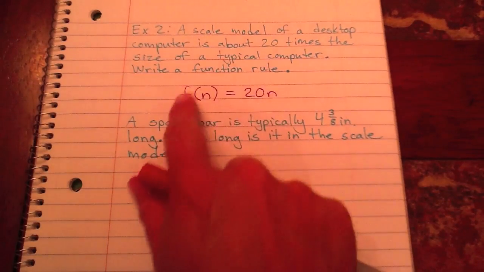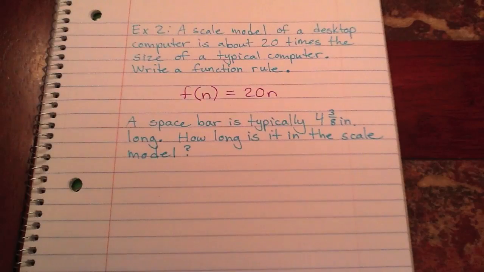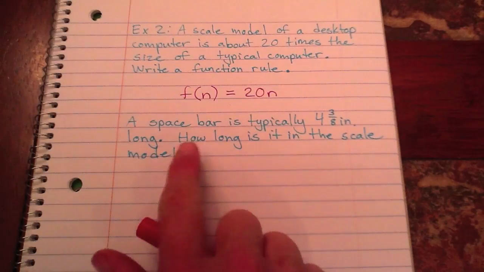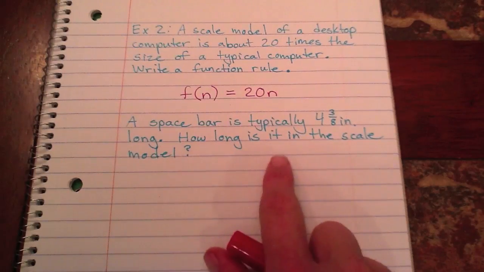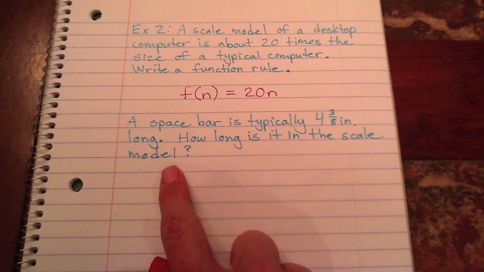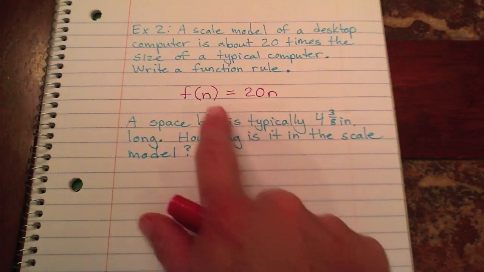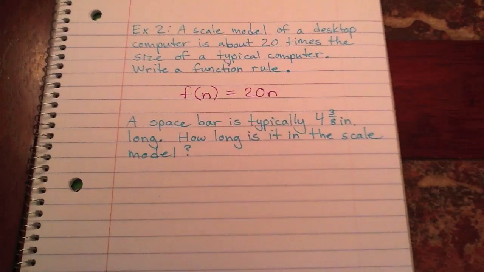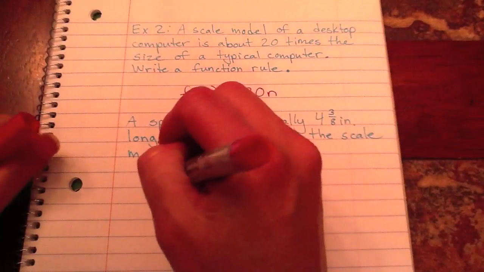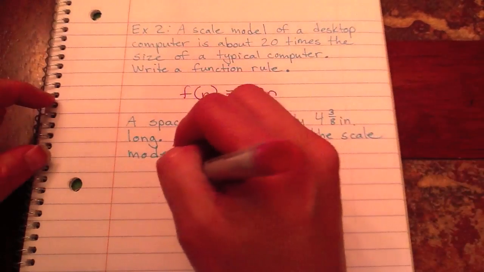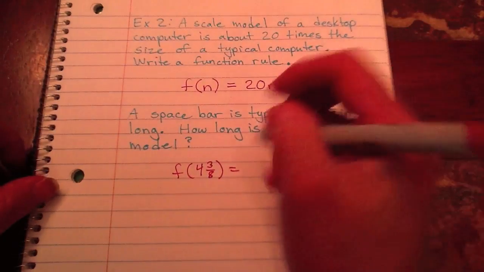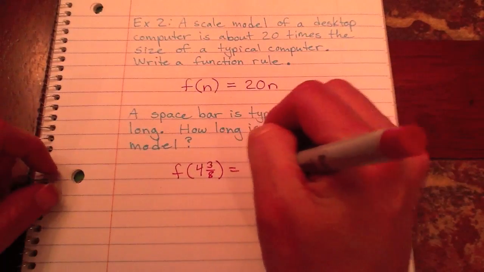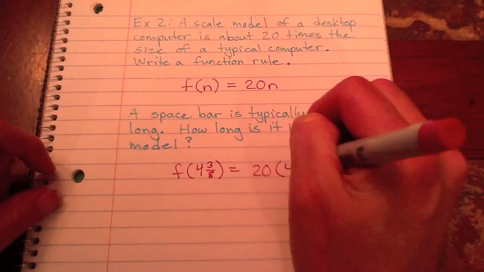You already have your function rule set up, so all you're going to have to do is plug it in and evaluate with it. It says a space bar is typically 4 3/8 inches long. How long is it in the scale model? So right there, all you have to do is plug 4 3/8 inches in for your n. So when a piece of this computer is a certain size, I'm going to plug it in and find what it would be in the scale. So 20 times 4 3/8.